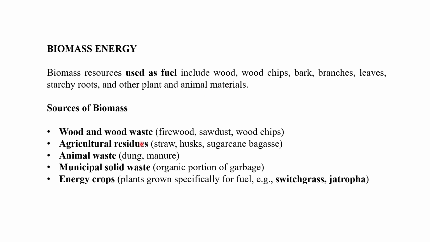We can see this example: wood and wood waste, which includes firewood, sawdust, and wood chips; agriculture residues, straw, rice husk, and sugarcane bagasse; animal waste, dung or manure; municipal solid waste, the organic portion of garbage; and energy crops, plants grown specifically for fuel, such as switchgrass and jatropha. These are the sources through which we can get biomass.